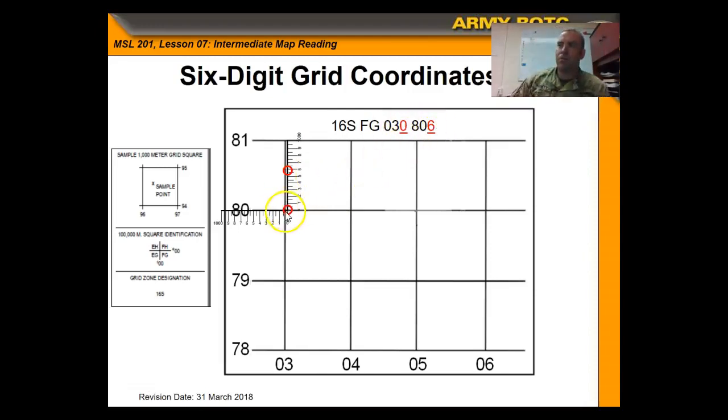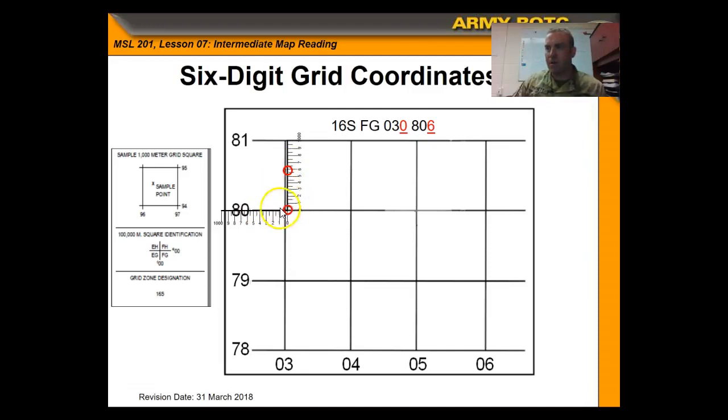So now it's 030806. So you wouldn't move your protractor at all since it's 030. So you're not going anywhere to the right any further than you already were, but you will read slightly further up from the 80 grid. So you'll be within that 600 meters, right? Because this is 1,000 meters from here to here. So this 6 will put you at 600 meters north of that grid line, if that makes sense.